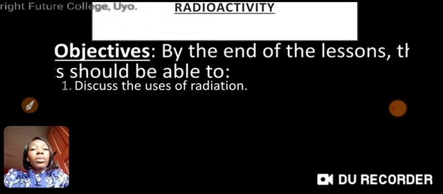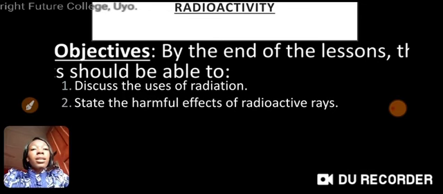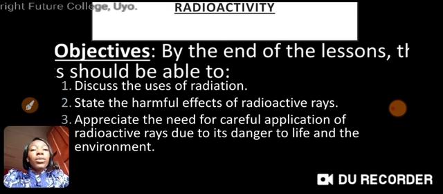1. Should be able to discuss the uses of radiation. That's by the end of the lesson, you should be able to discuss the uses of radiation. 2. Should be able to state the harmful effects of radioactive rays. 3. Should be able to appreciate the need for careful application of radioactive rays due to its danger to life and the environment.